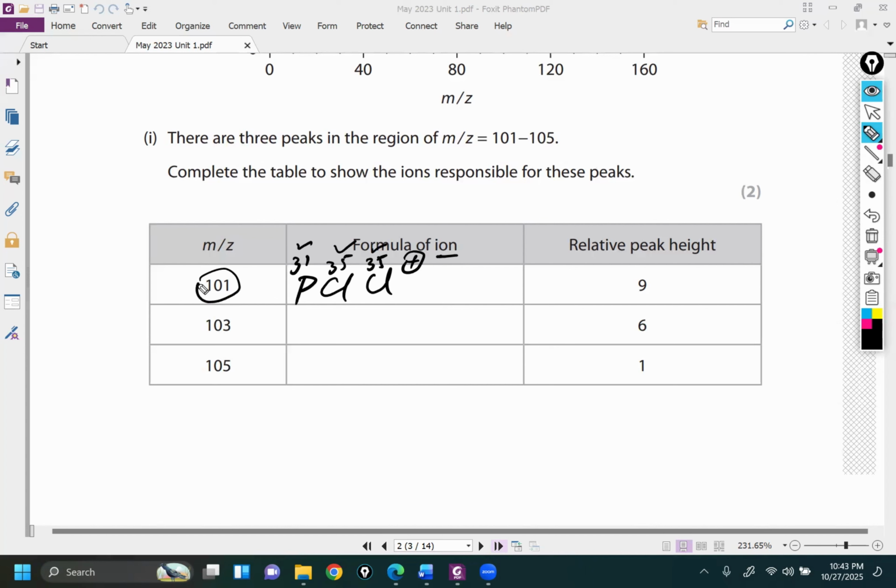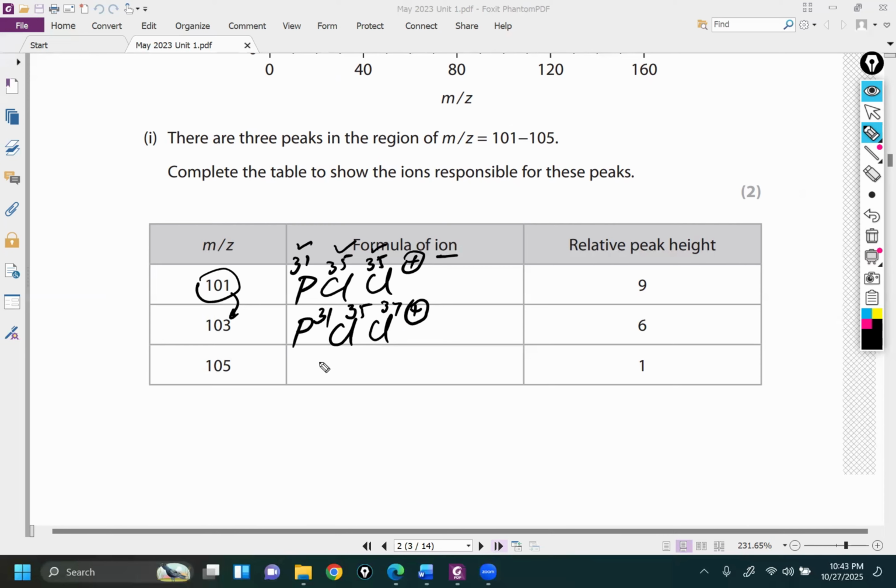The next one is easier now. Why? It is only 2 more than 101. So for this one, phosphorus is 31, one chlorine is 35, and the other chlorine is 2 more, that is 37, with positive charge. So its mass will be 103.